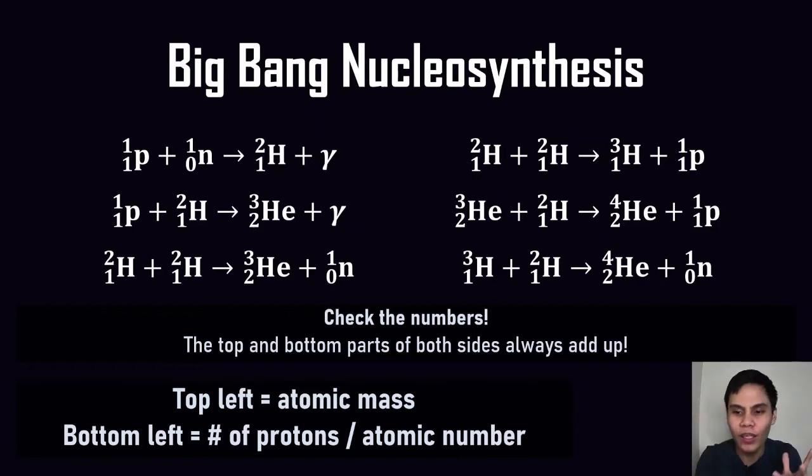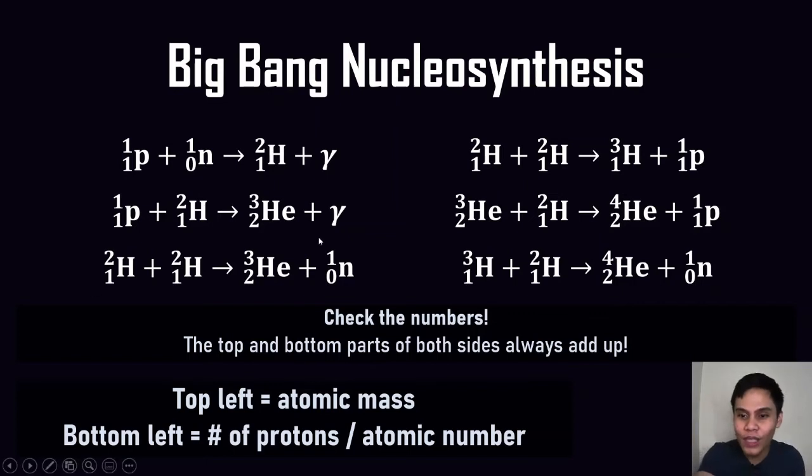In other words, if you check the numbers on the left and right sides of a nuclear reaction, they always add up to the same sum. So the atomic mass should always add up to the same sum, and the number of protons should always add up to the same sum, unless something's happening to change these numbers. We'll get to that in a bit. We'll have an example of that later on.